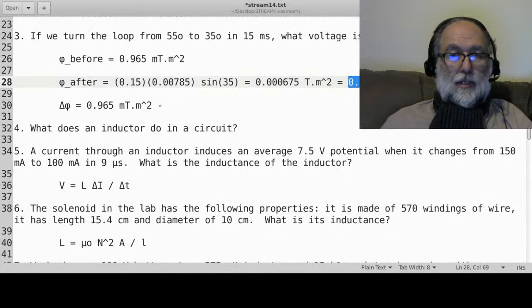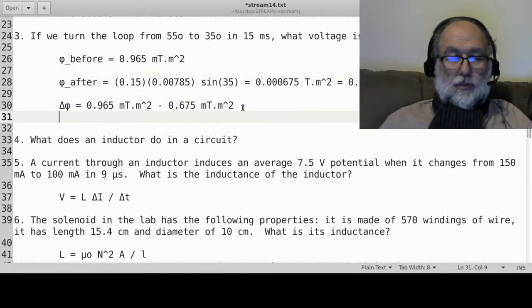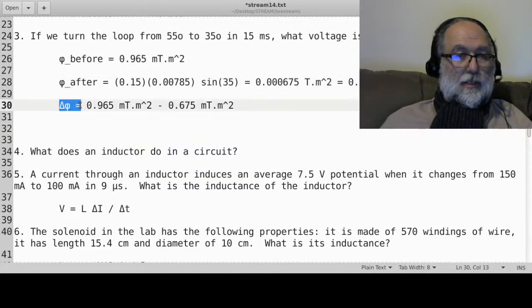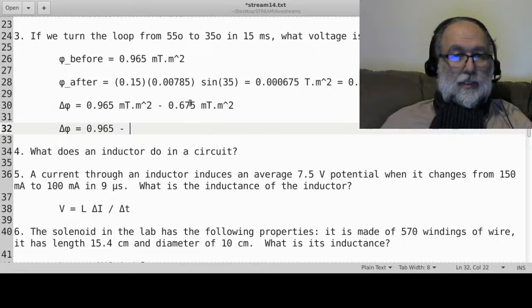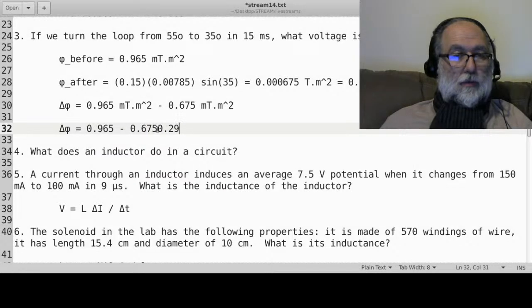Okay. And let me cut that, paste that over here. You see if you can see that. Yeah, you can. Okay. And so what's that going to equal? So delta phi is going to equal this number minus that number. Okay, let me put that in my calculator. All right, it's going to equal, you know what, I'll just do it this way.